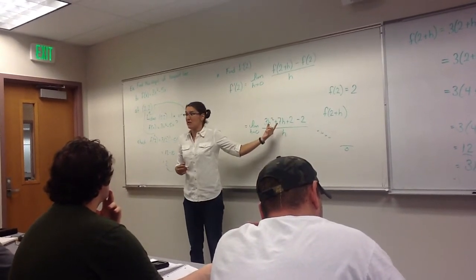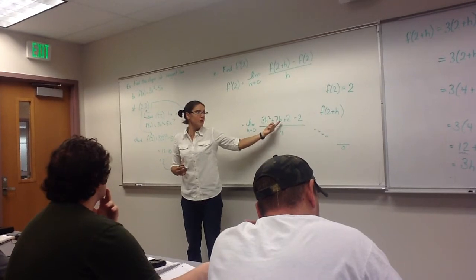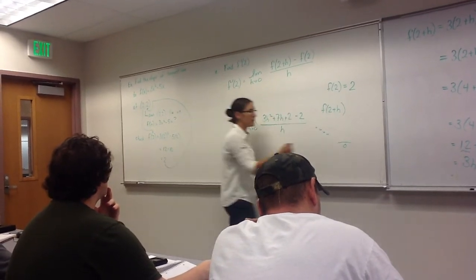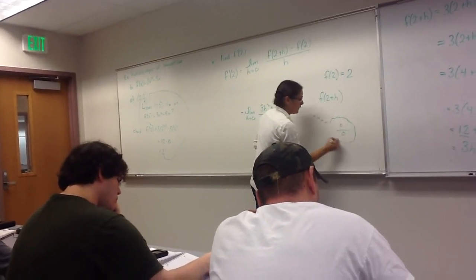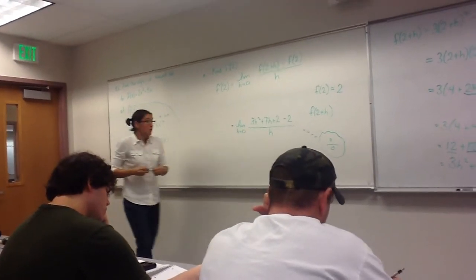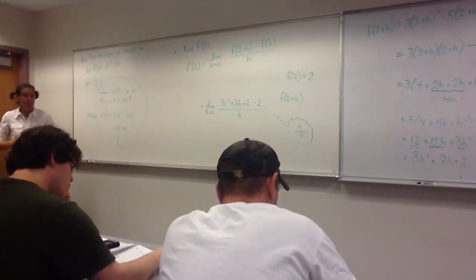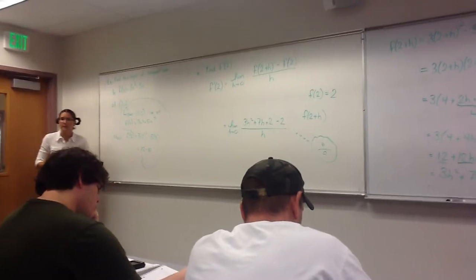And the same thing happens in the numerator. We've got a 0 plus a 0 plus 2 minus 2. So we end up with 0 over 0. So if we simplify, we should be able to do some canceling and some factoring.